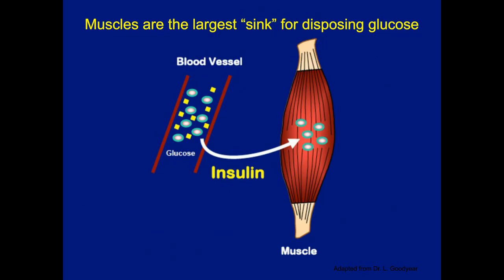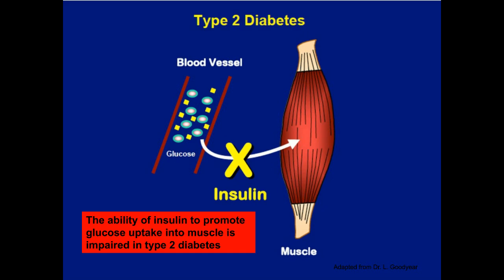So if we look at this in a picture, muscle is the most important sink for getting rid of that glucose in your blood. So if insulin is working well, glucose, which is shown as the little green circles here, is going to be in your blood. Insulin, the little yellow squares, is very effective, and you're able to get that glucose into the muscles, and your glucose levels are tightly controlled. In the case of type 2 diabetes or pre-diabetes, the insulin doesn't work, therefore the glucose gets stuck in the blood, and that's why you have elevated levels of glucose, or at least one reason why.